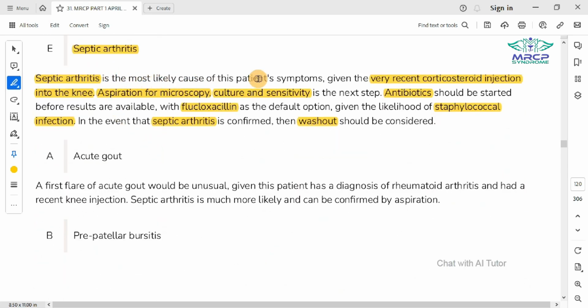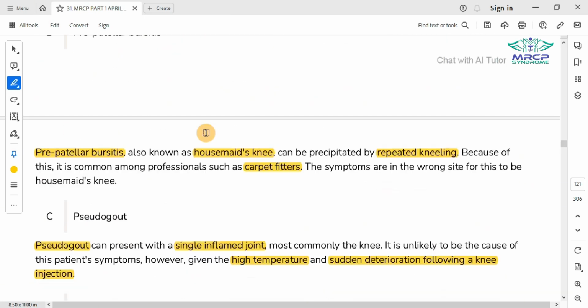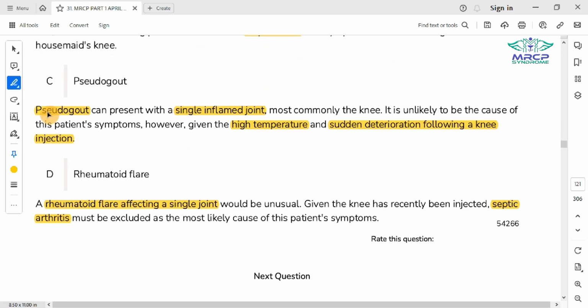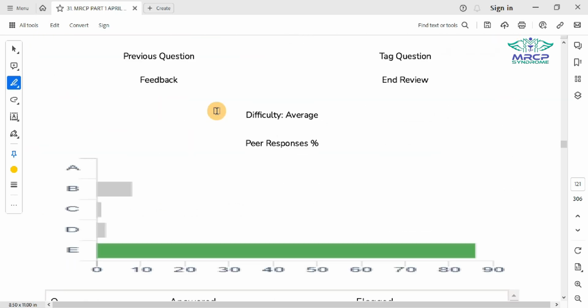Septic arthritis is the most likely cause of this patient's symptoms given the very recent corticosteroid injection into the knee. Aspiration for microscopy, culture and sensitivity is the next step. Antibiotics should be started before the results are available, with flucloxacillin as the default option given the likelihood of staphylococcal infection. In the event that septic arthritis is confirmed, then washout should be considered. And housemaid's knee is related to repeated kneeling, and pseudogout will also come up with a single inflamed joint.